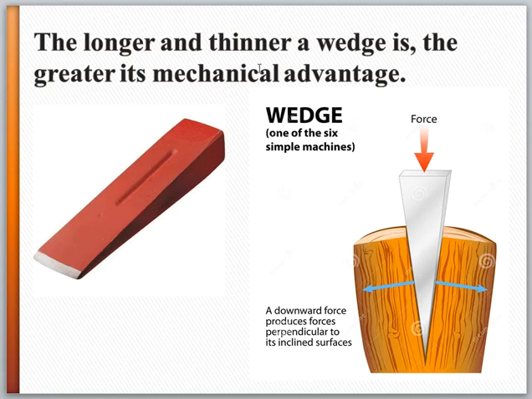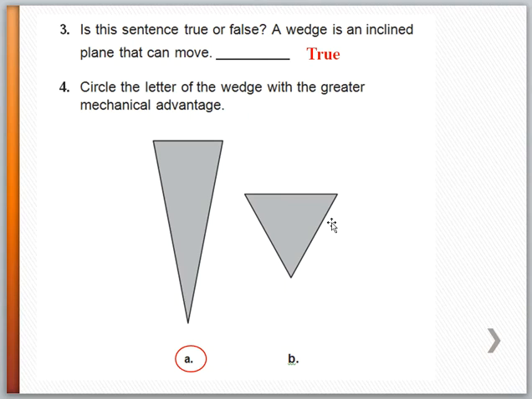The longer and thinner the wedge is, the greater its mechanical advantage. If you think about that for a second, a long, thin wedge versus a short, fat wedge, this one gives you much more mechanical advantage because of the angles that are at work there. And again, we could calculate this in a very specific way, but we're not going to have to worry about that for this class. So a wedge is an inclined plane that moves. True, that is true. Which wedge has the greater mechanical advantage? Well, it's this one because it is much longer and the angles have changed.